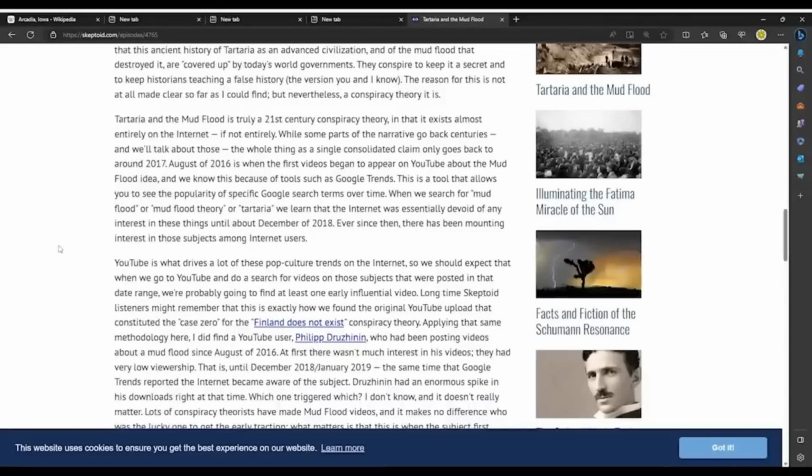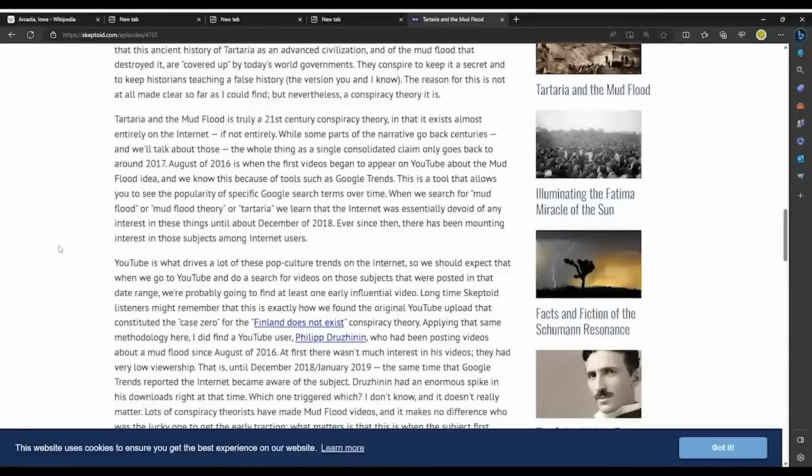And nobody goes to the library in person. No, not at all. When we search for mud flood or mud flood theory or Tartaria, and again, he doesn't acknowledge that that term is actually seen on the maps, but why should he? We learned that the internet was essentially devoid of any interest in these things until about December of 2018. That is completely untrue, but that's okay. You can just say whatever you want to.